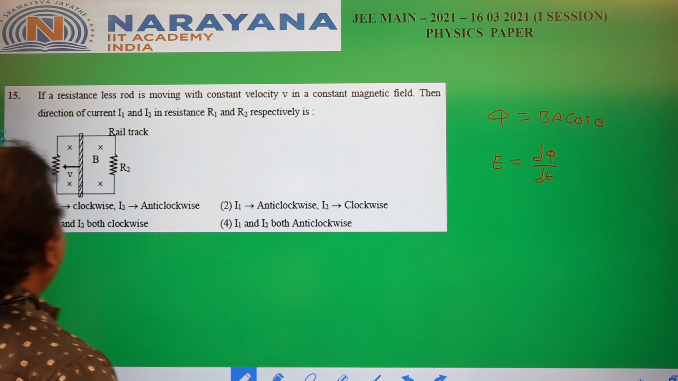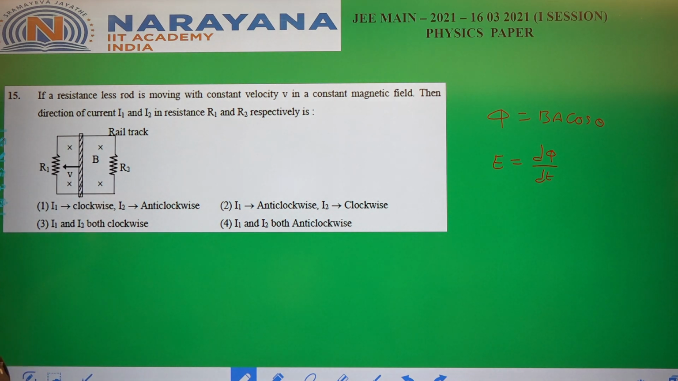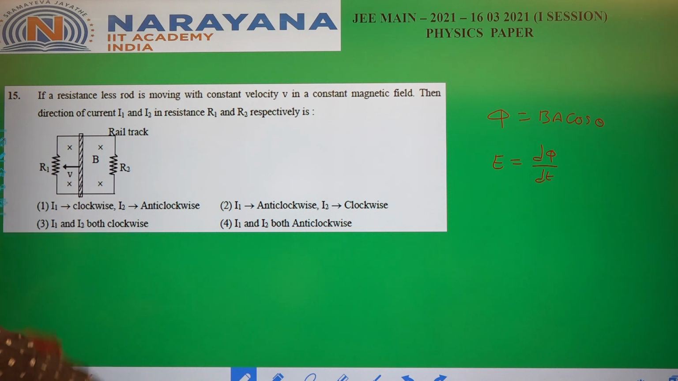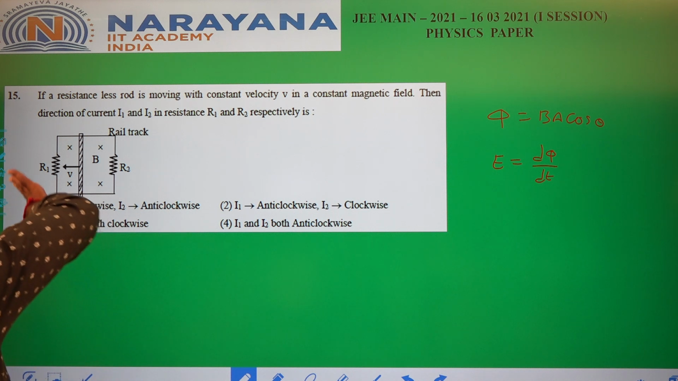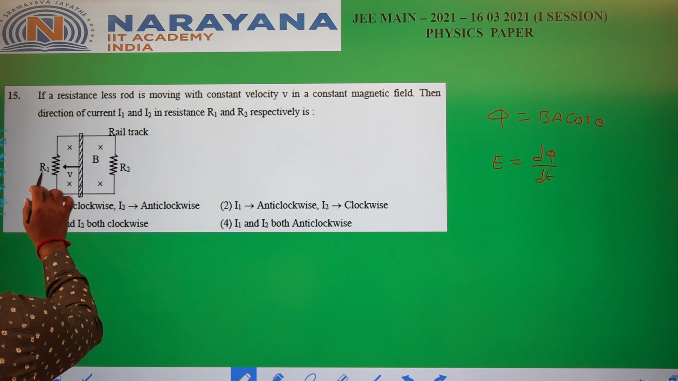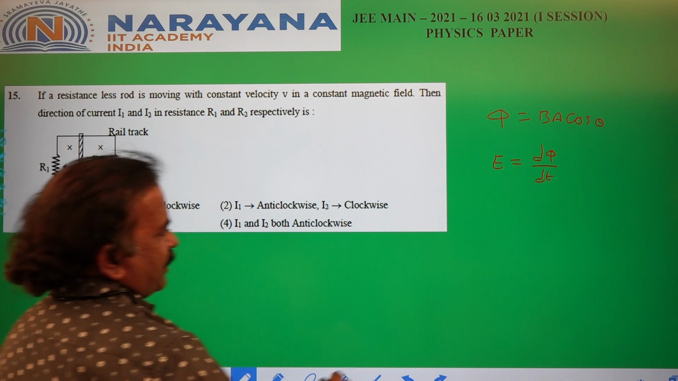Okay, here you can see the rod is moving towards the left side. As the rod is moving towards the left side, flux is decreasing. Flux is decreasing, right? Then flux should be increased. So the induced current will be in what direction? Clockwise. The induced current in R1 will be in what direction? Clockwise.